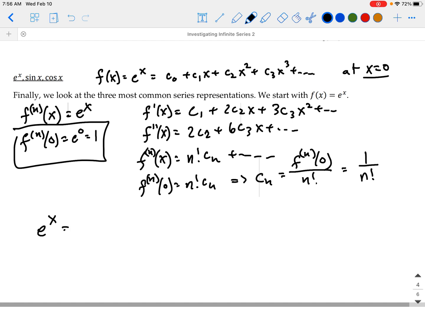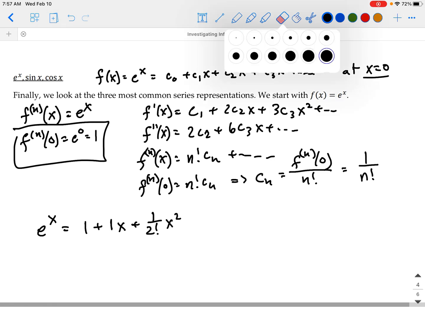So what that means is that e to the x is going to look like, so our first term is going to be just 1. So c sub 0 is 1 plus, so c sub n is 1 over n factorial. So c sub 1 is going to be just 1, and then times x plus 1 over 2 factorial x squared. And maybe let's write this a little bit differently.